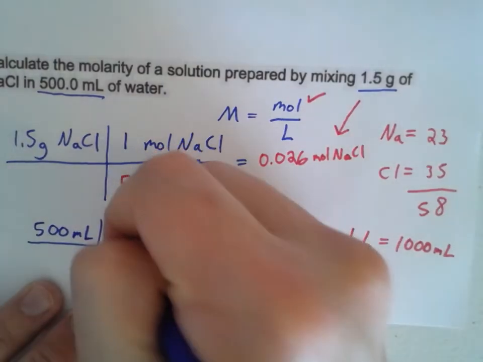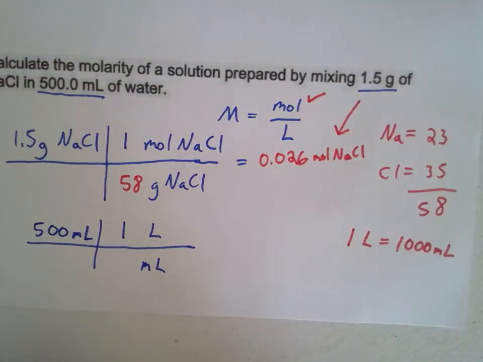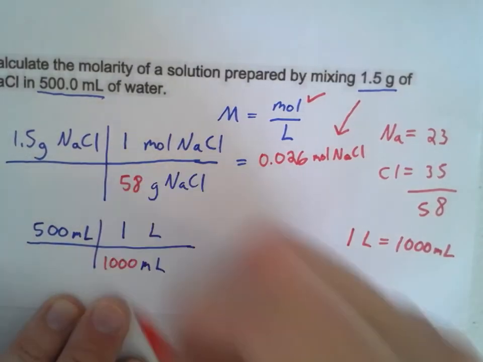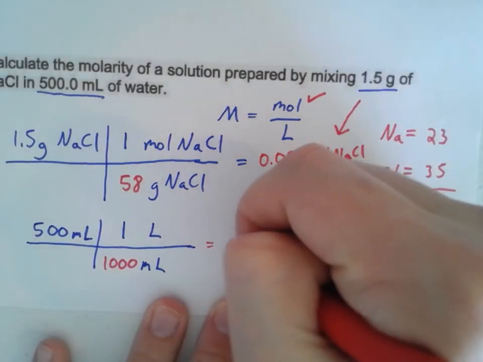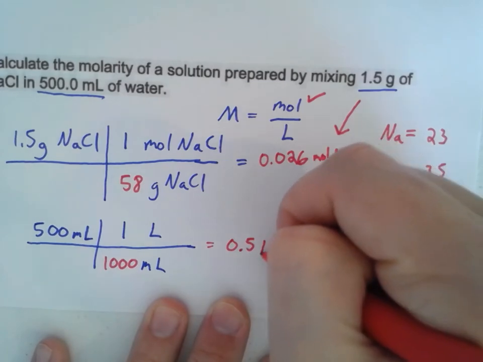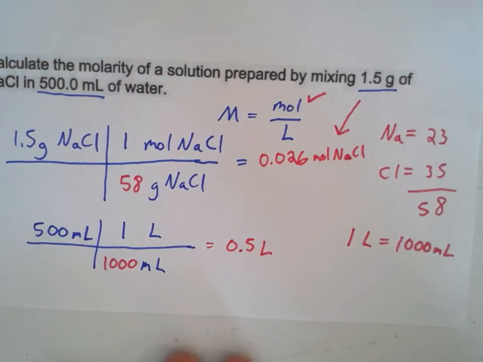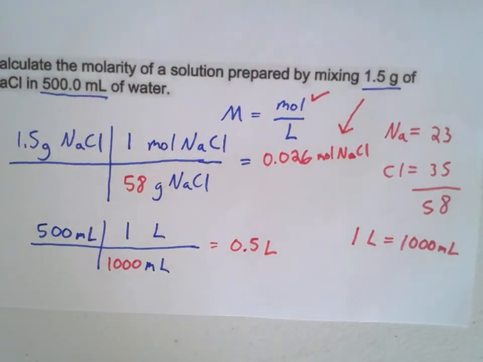I'll put 1 liter in my numerator. In my denominator, I'll put 1,000. For this particular problem, I'll be dividing 500 by 1,000, or moving the decimal place 3 places to the left. So I'll end up with 0.5 liters. At this point in the problem, we can actually apply the formula.